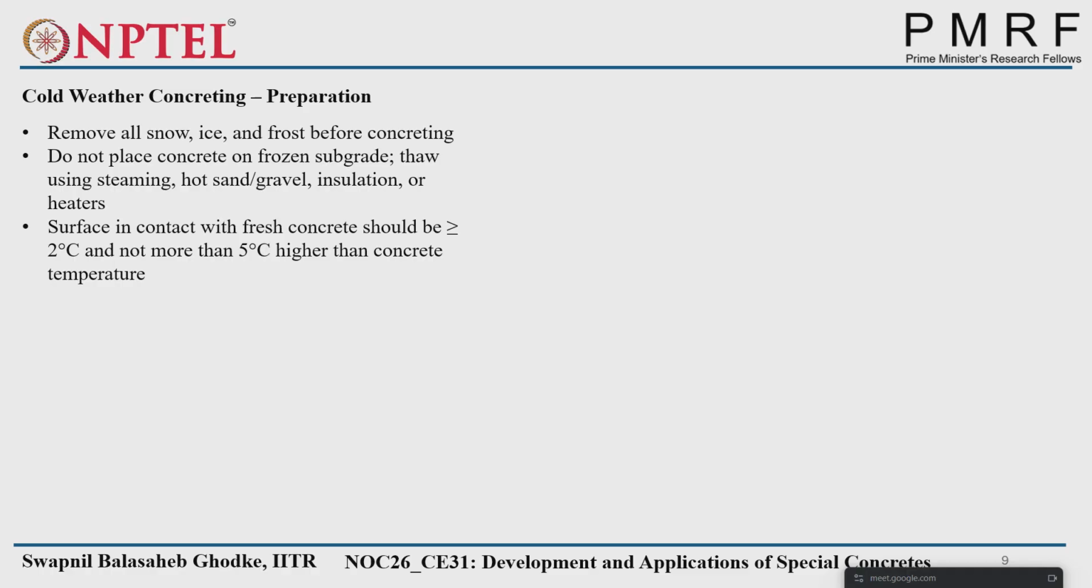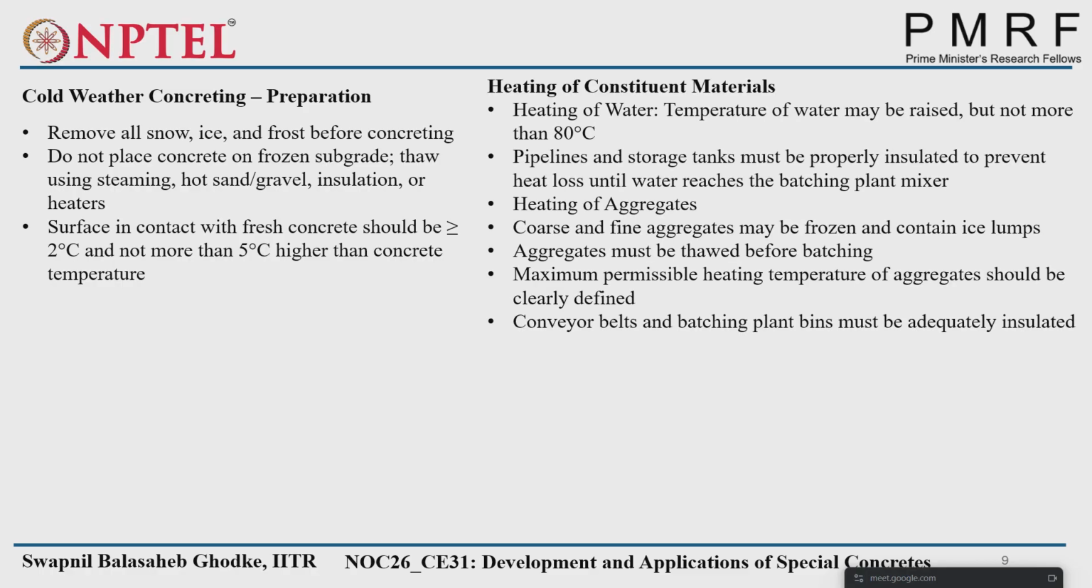So we have to take care of that one. Another thing we have to consider is heating of the constituents of the material. We can heat the water, but it should not be greater than 80 degrees Celsius. Now it is given as 80 degrees Celsius, but how will we find out for our concreting? We have to find out our concreting constituents based on our weather conditions. If the code says 80 degrees Celsius, it means we cannot simply go up to 80 degrees Celsius.